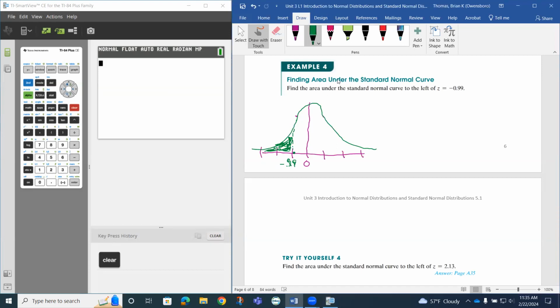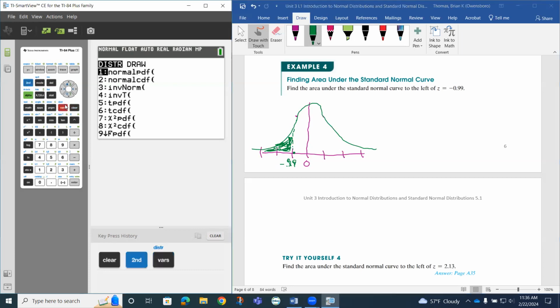So using my calculator, we can go to the distribution menu. This is going to be a cumulative distribution, so let me pull that up and we'll write it down. Normal cumulative distribution, so we're going to be using normalcdf. We're going to choose number 2.